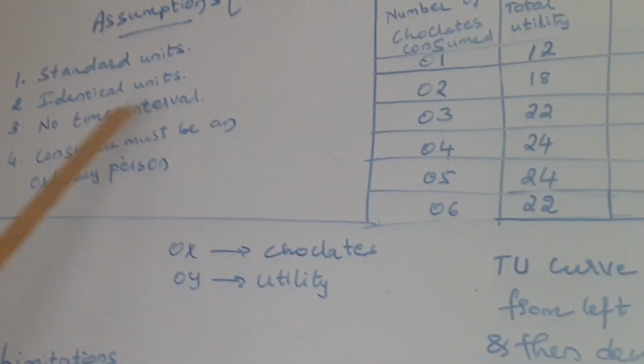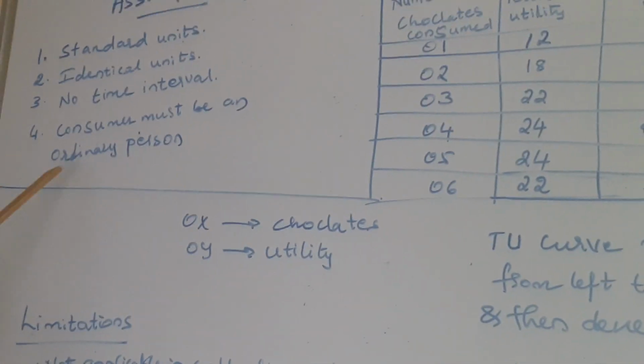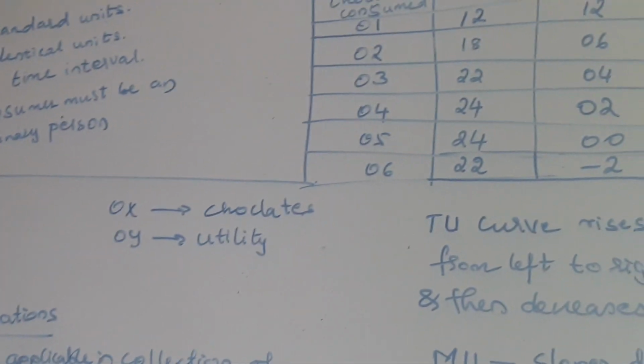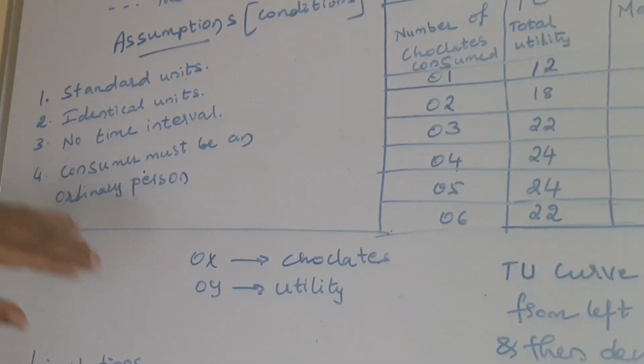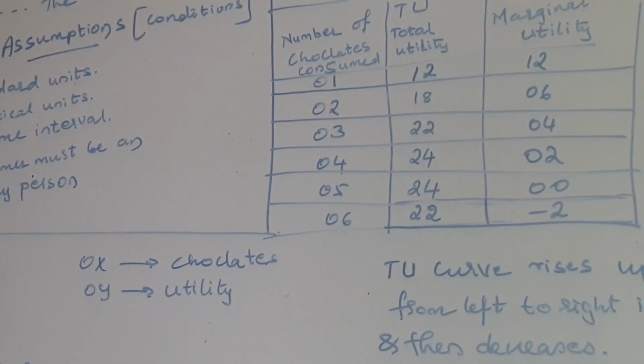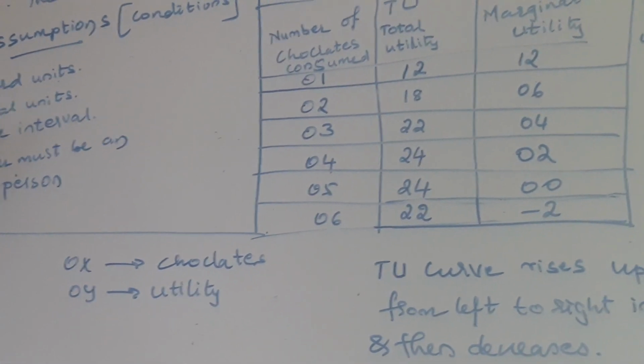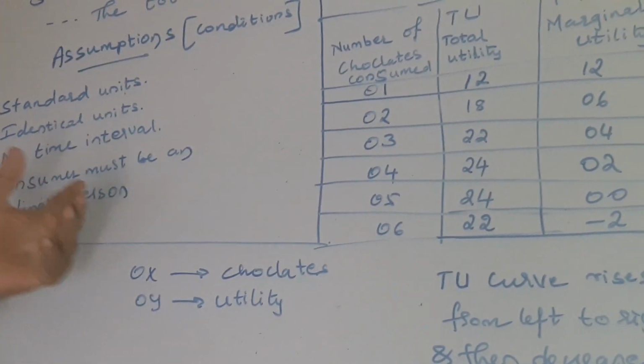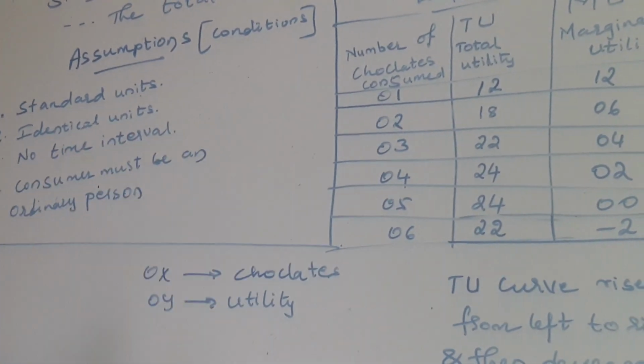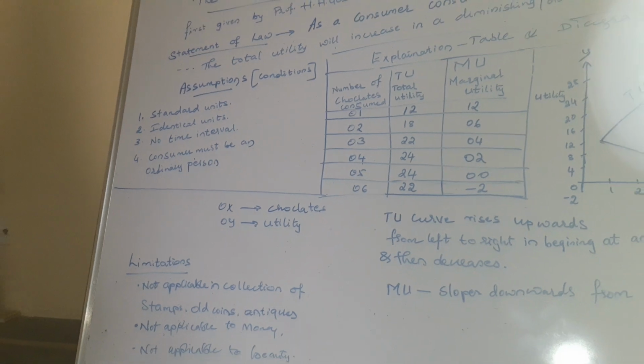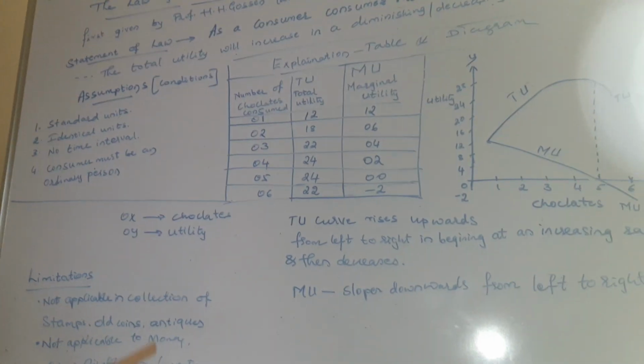Next, the consumer must be an ordinary person. It means he should not be an extraordinary person, but he should be an ordinary person like you and me. If the consumer is an extraordinary person like Bhima, what happens? Whatever he consumes, the utility will not go down, but utility will go on increasing.